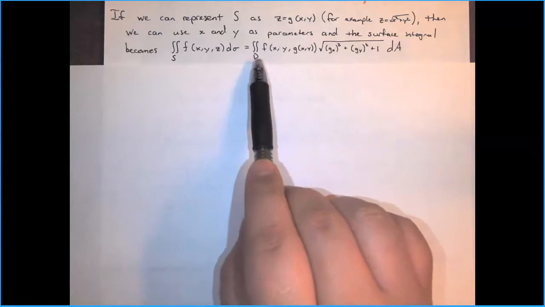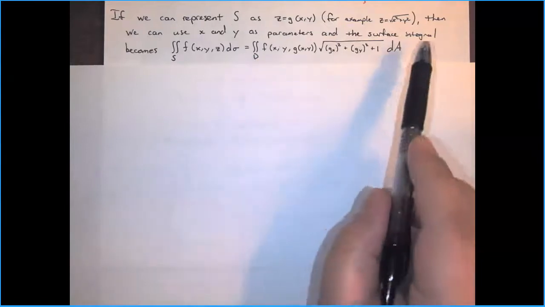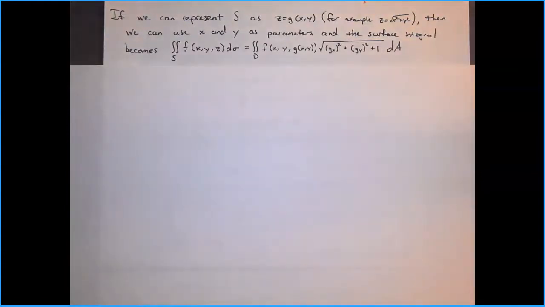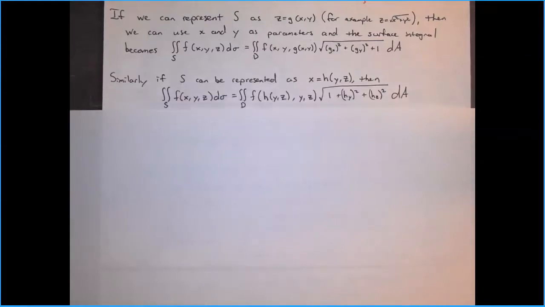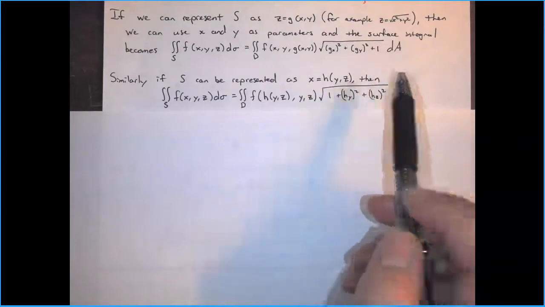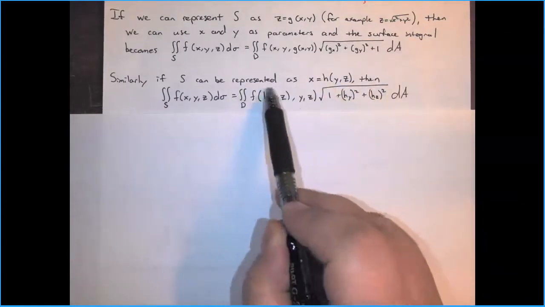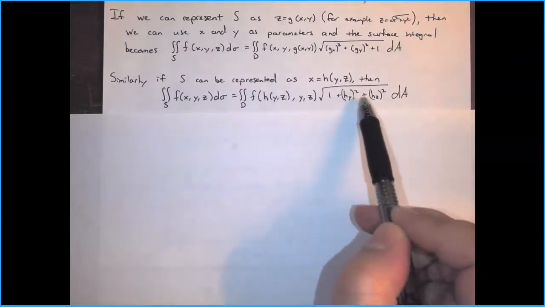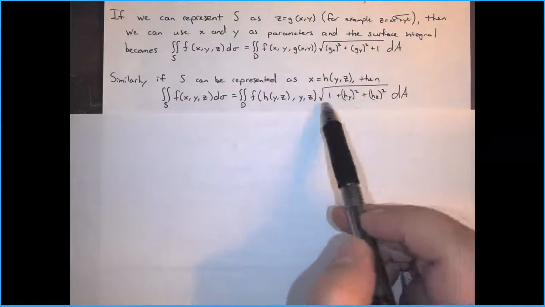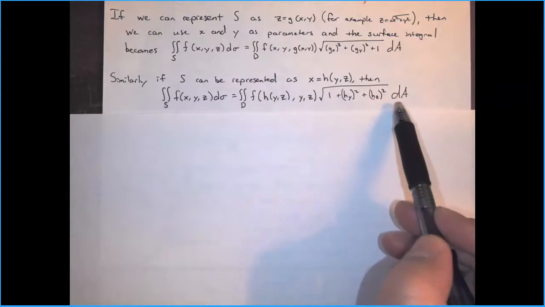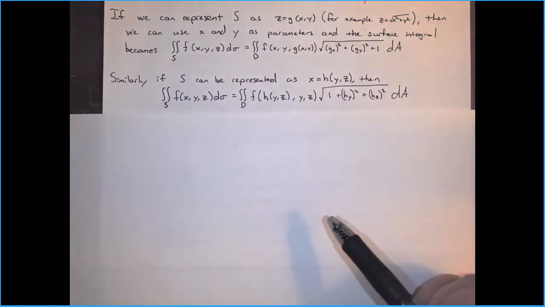Here, D is some region in the xy plane, and we're integrating over x and y, so dA is just dx dy. We can generalize this to surfaces that can be represented as a function of y and z. So if I can represent my surface as x equals some function of y and z, then now I plug in that surface for x, y and z stay the same. The square root of, now I take the partial derivatives of this function, square them and add together plus 1, and D is now a region in the yz plane, and dA is just dy dz.